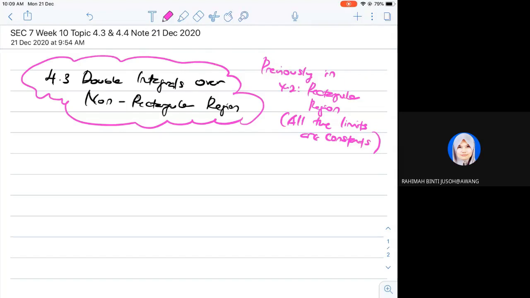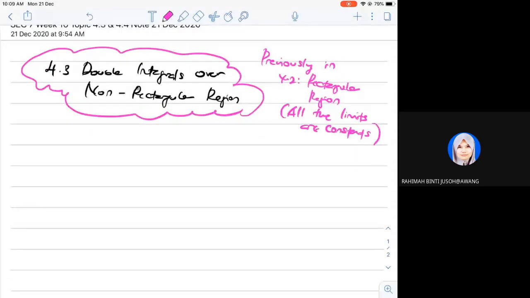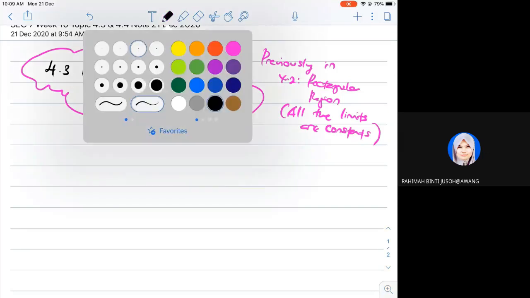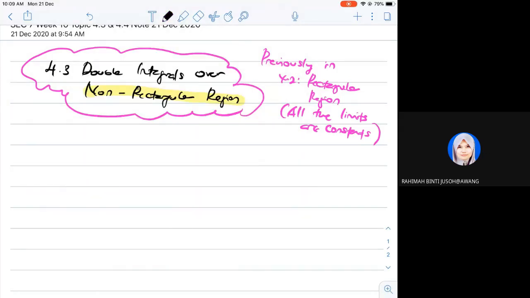All right, so now we will focus on non-rectangular region. Okay, so non-rectangular region, we will have something like this. Type 1, double integrals towards region R. We have f(x,y) dy dx.